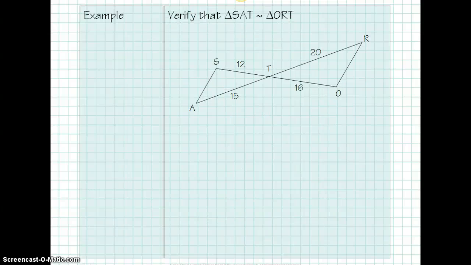Okay, next example, we want to verify that triangle SAT is similar to triangle ORT. Well, first off, I know that angle ATS is congruent to angle RTO because those are vertical angles. Remember, anytime two lines cross, it forms vertical angles. Next thing I want to check here, now this is probably the trickiest part of this, because you have to make sure you know which sides you're going to be comparing.